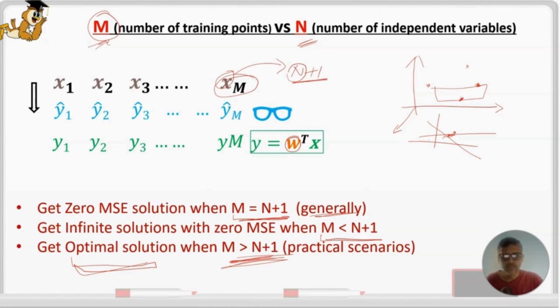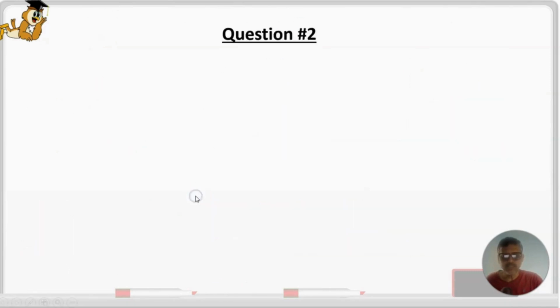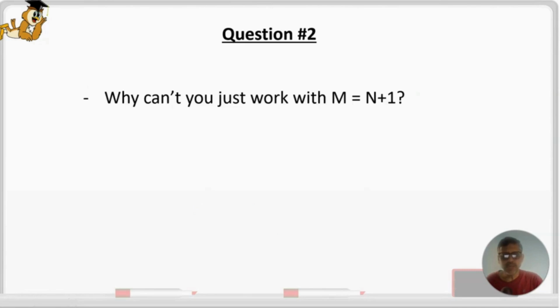Okay. So, when I was looking at this, like I said, I had my own questions. One of the questions that came to my mind was, why can't you just work with m equal to n plus 1? For example, if you have 2 independent variables, why not just take 3 points from training data and find a hyperplane with 0 MSE? The problem would be very easy to solve, because there is a solution for finding the equation of a plane passing through 3 points. You know how to do it from geometry. So why not just work with m equal to n plus 1?